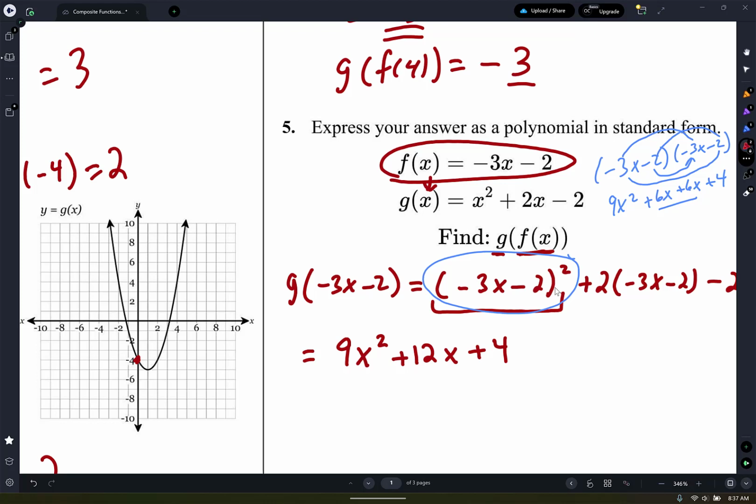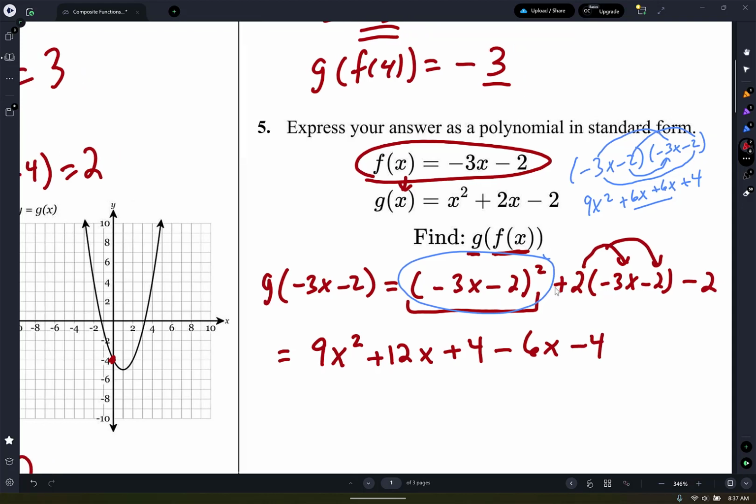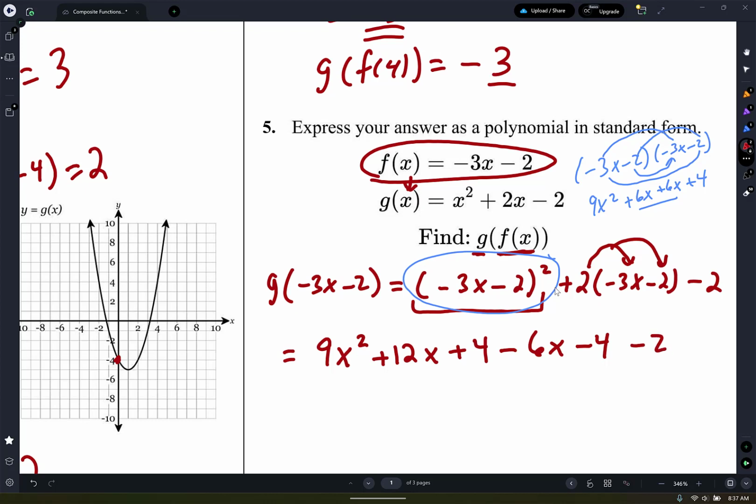Okay. 2 times negative 3x is minus 6x. 2 times negative 2 is minus 4. And then you've got the minus 2 here. I'm going to combine like terms. There's only one 9x squared. I see a 12x and a negative 6x, so that's going to be plus 6x. The 12 is bigger than the 6, and 12 minus 6 is 6. And then the 4s zero out. And then minus 2. There's my answer.